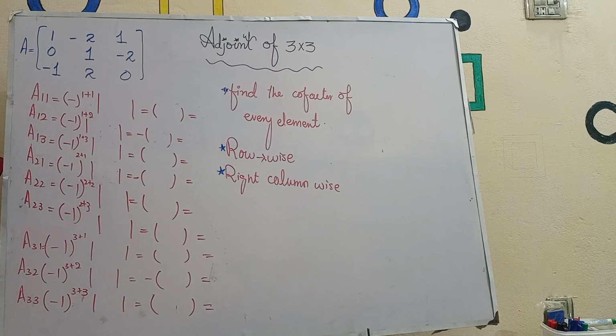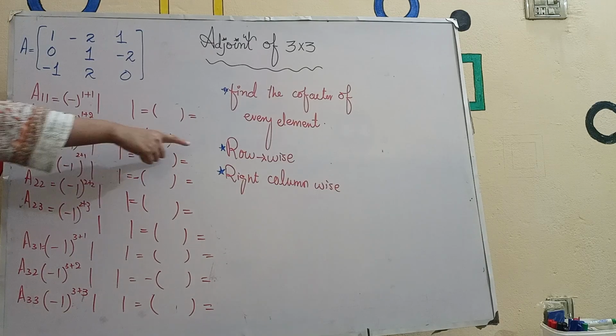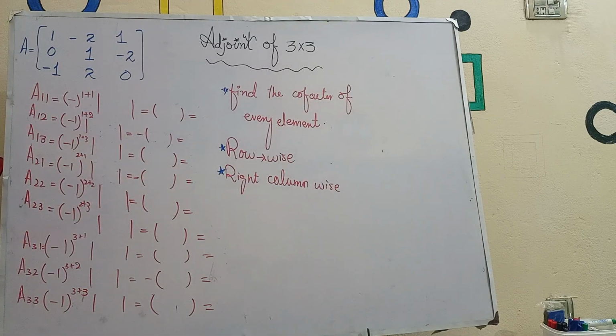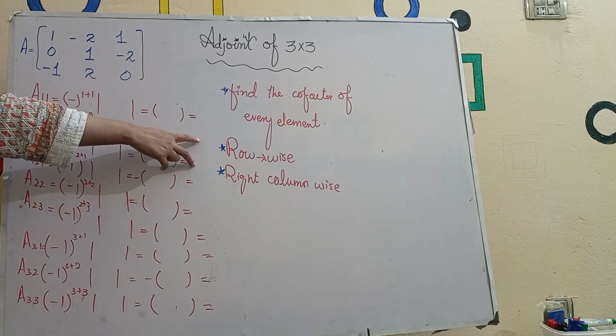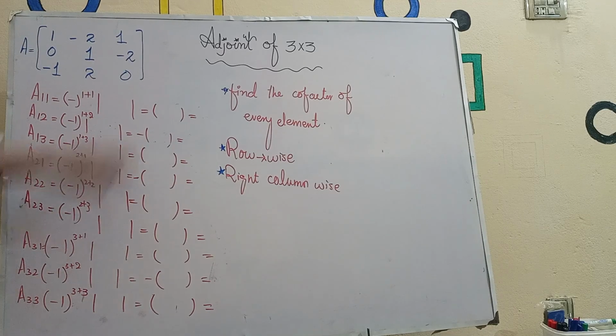So for the adjoint of a 3 cross 3 matrix, we have to first calculate the cofactor of every element. That means we have to calculate the cofactor of all the 9 elements in the matrix. Then there are two main points. When we are calculating the cofactors, we go row wise, like first row, second row, third row. But when we write the cofactors we have already calculated, we have to write them column wise.